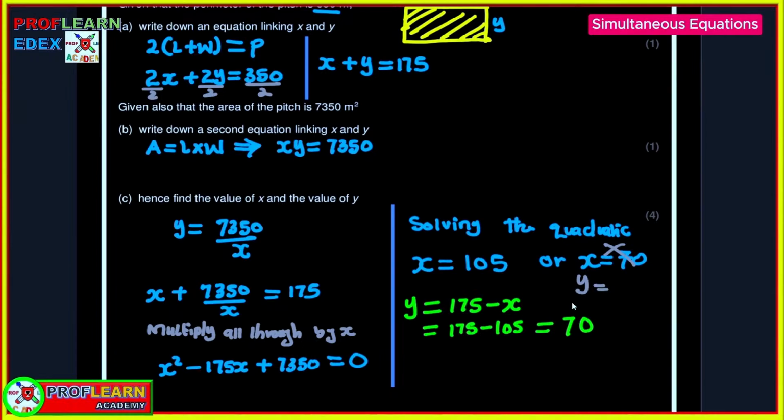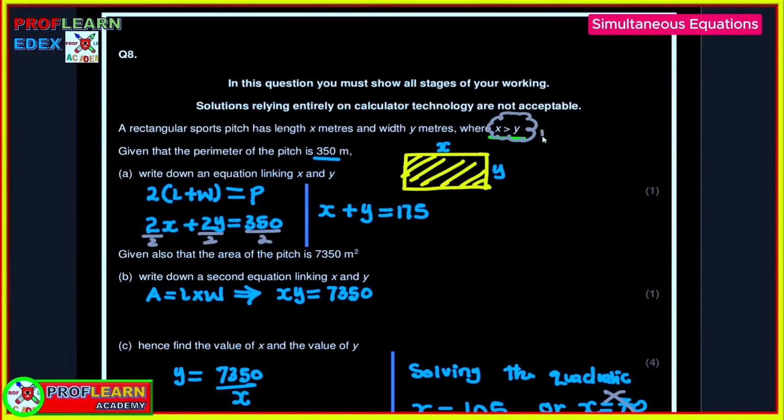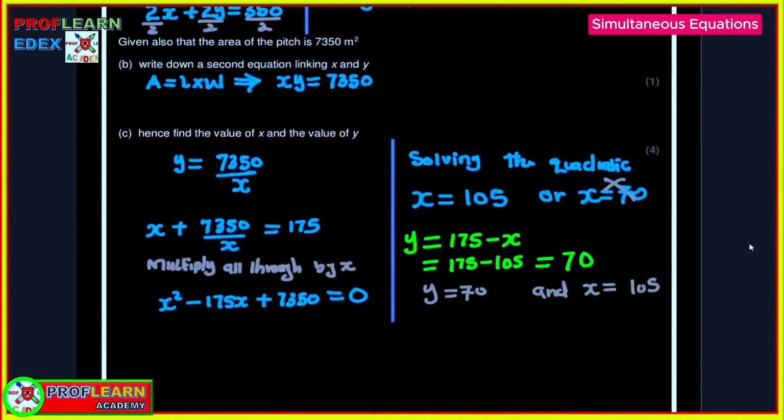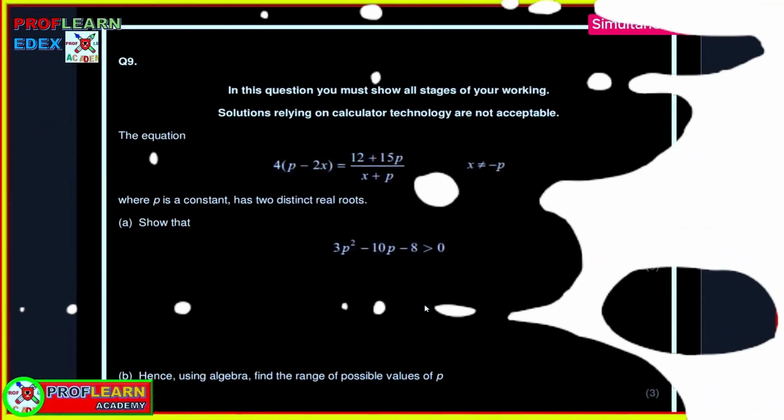Remember, you were told that x has to be greater than y. So that's the condition that we use to decide that x is going to be 105 and y must be 70.